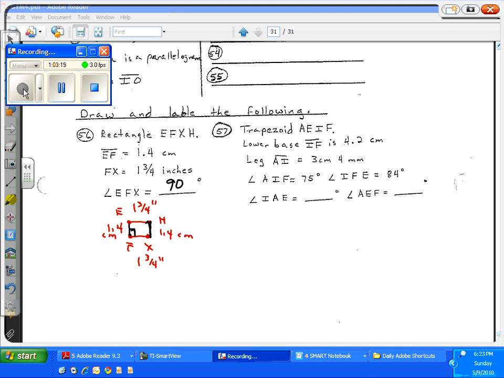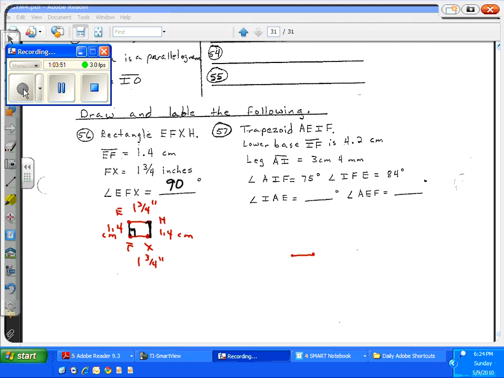Number 57, again, I'm just going to freehand it and show you how. It says trapezoid AEIF has a lower base of 4.2 centimeters. Remember, on the centimeter ruler, you would go 1 centimeter, width of a thumbnail, 2 centimeters, 3 centimeters, 4, and then you're going to get 2 of those little bitty marks, right? So you're going to have 4.2 centimeters, which is about the width of 4 thumbnails, which isn't very big.